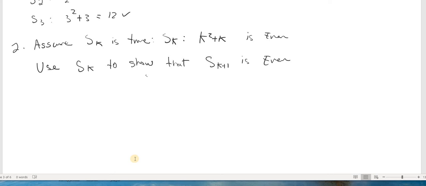So we know what Sk means. Basically, we just change the letter from N to K right here. But what does this guy look like? Sk plus 1. Well, it's basically the same thing. In place of N, you replace whatever you have here.